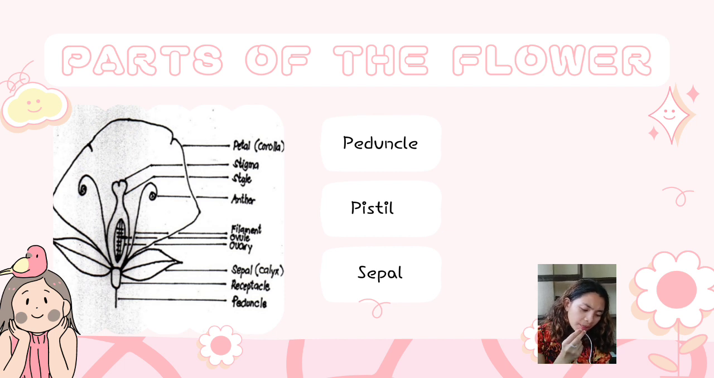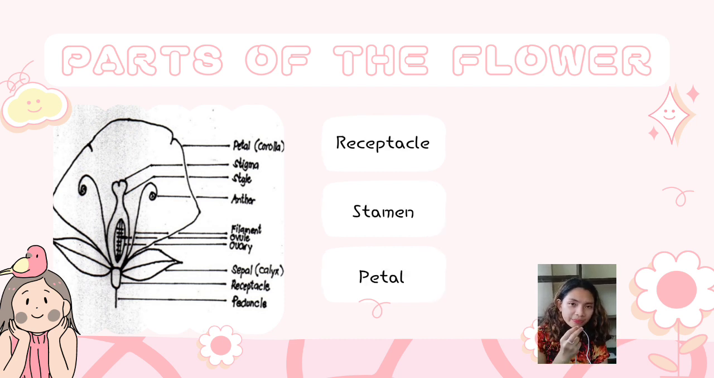Next is the style, which is usually the tapering part of the ovary. And stigma is a various shaped, often small, usually apical part of the style with a moist surface to which the pollen may adhere. And the third part of the flower is the sepal. It is collectively known as calyx. It is generally green and enclosing the other flower parts.